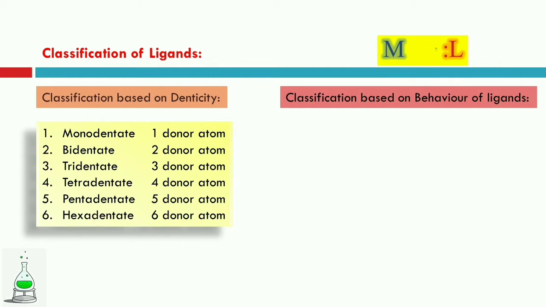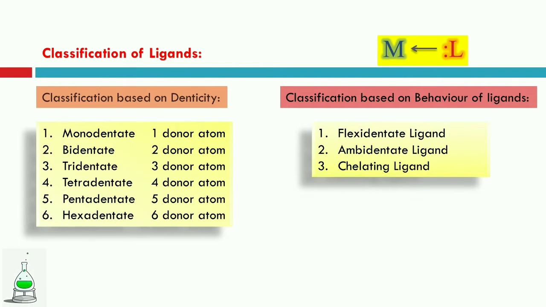So first one is monodentate, which has only one donor atom, bidentate with two donor atoms, tridentate with three donor atoms, tetradentate with four donor atoms, pentadentate with five donor atoms, and hexadentate with six donor atoms. Now, classification based on their behavior, we have mainly three types. First one is flexidentate ligand, second one is ambidentate ligand, and the third one is chelating ligands.